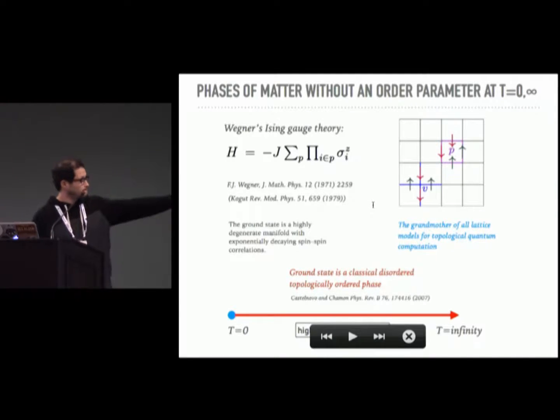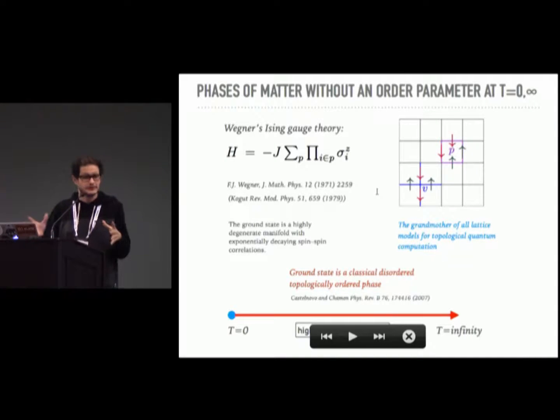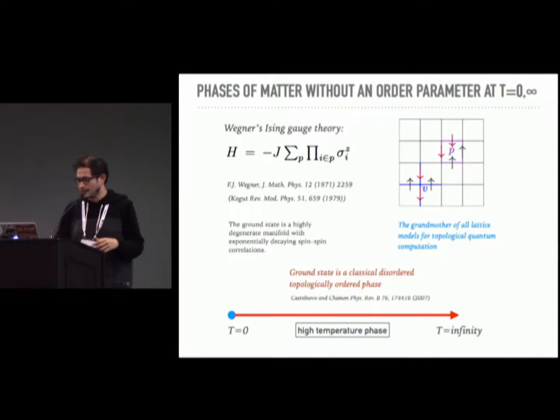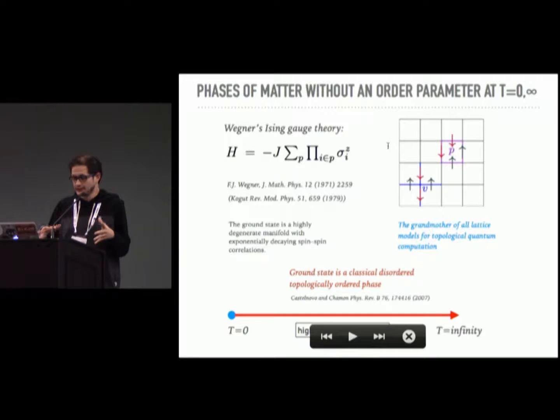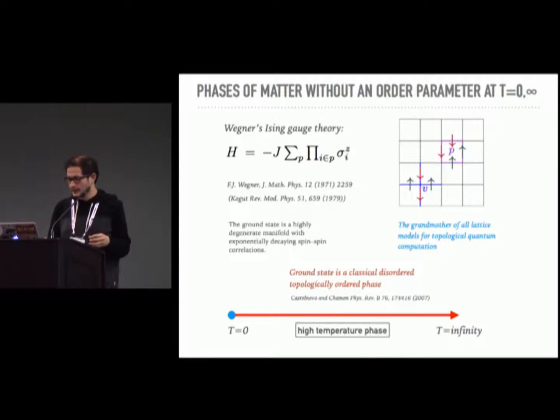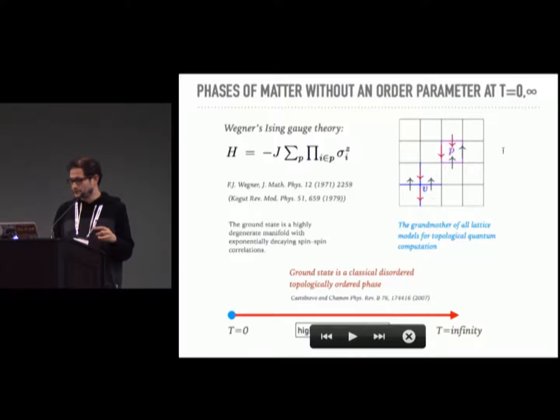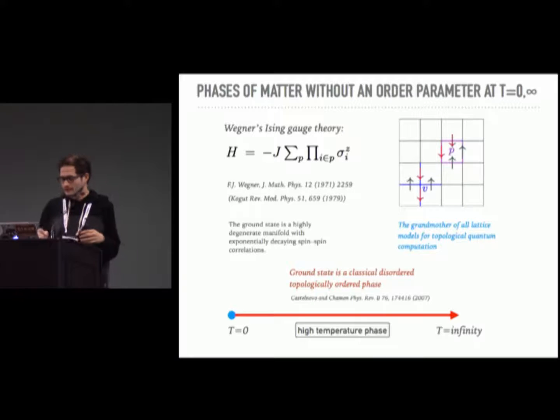At zero temperature, we have a ground state that is classical but disordered, so there's no order parameter, and the phase is topologically ordered. As soon as you warm the system even a little bit, you destroy the phase and go into the high temperature phase. Some people call the toric code the mother of topological quantum computing. I call this the grandmother, because it's like half of the toric code.